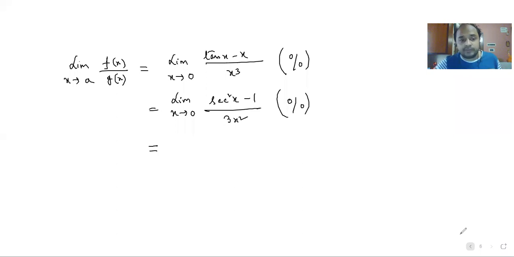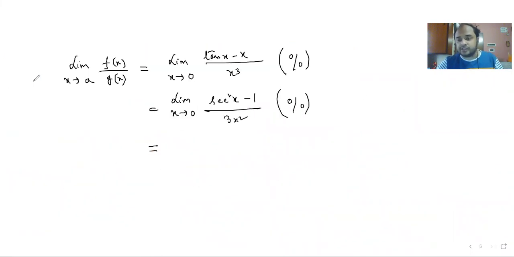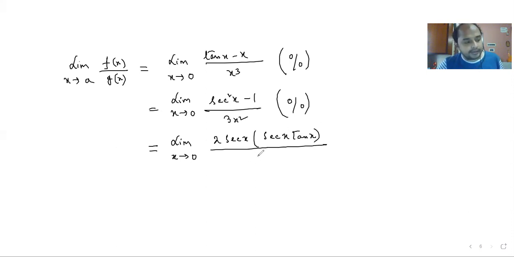So we can take the help of this result, the second result which I proved over here, and we can keep on differentiating as long as the derivative is not 0 in the denominator. So we shall write it as limit x tends to 0, 2 sec x, sec x tan x, by 6x. That is also, if I put x equal to 0, the denominator will become 0. So this is also indeterminate form. Okay, because tan 0 is 0, so it's 0 by 0.